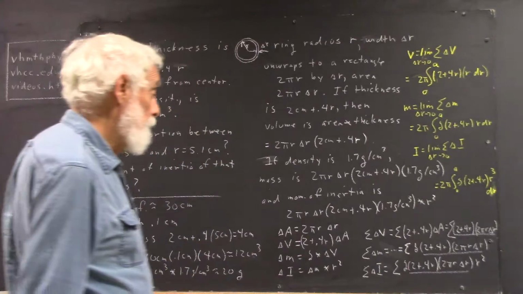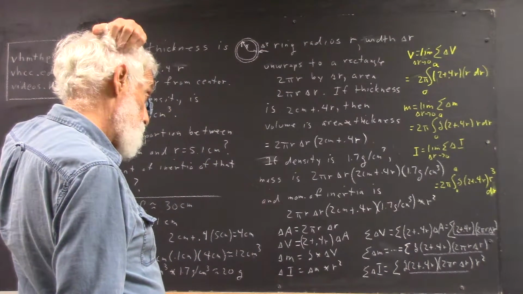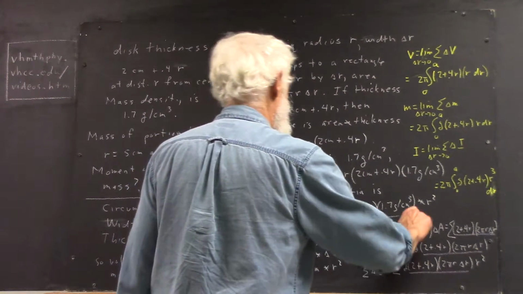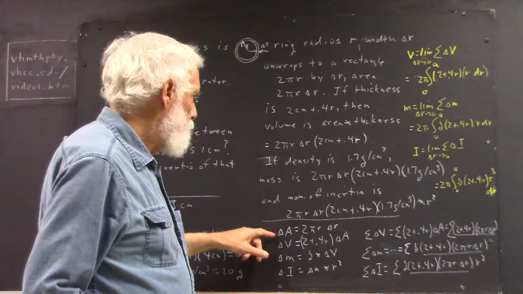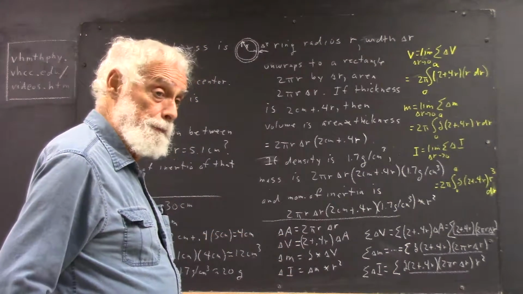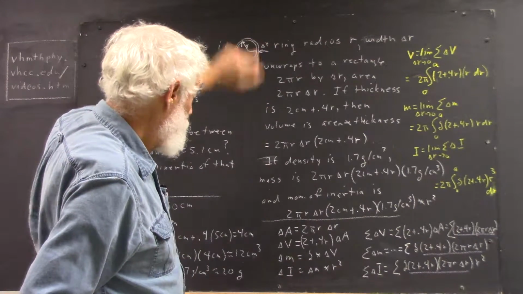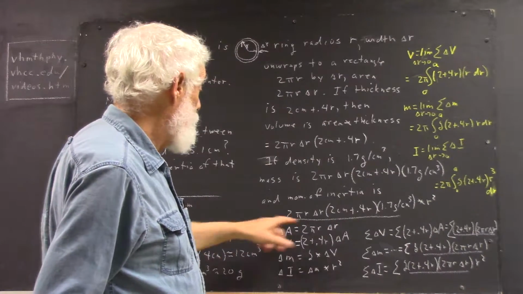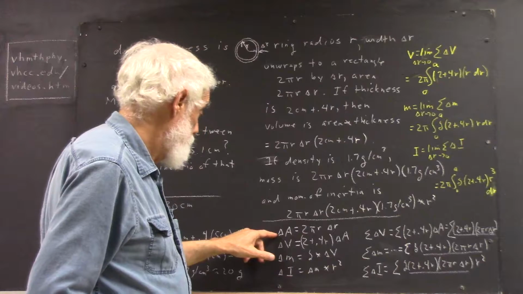Now, I'm going to symbolize things a little bit. I'm going to get rid of most of the numbers. I'm going to say the contribution to the area of the surface of this disk is 2 pi r times delta r. Okay, that's the area of the delta r increment at distance r.